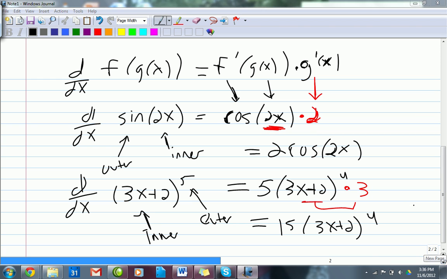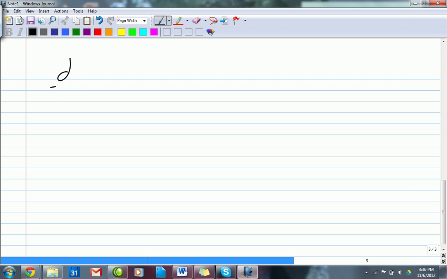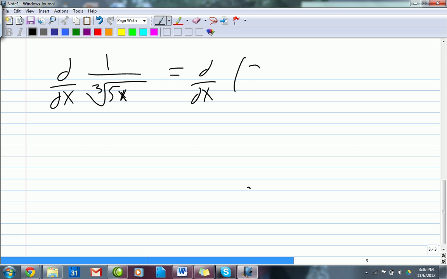Let's do another one. What about the derivative of, let's try a little bit, 1 over the cube root of 5x? Well, the first thing I want to do is rewrite that. So that ends up being, without any calculus, the quantity 5x to what power? Yes, correct, to the negative 1/3. So that's 5x to the negative 1/3.